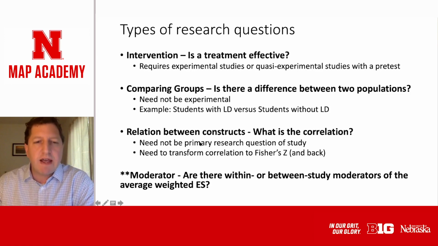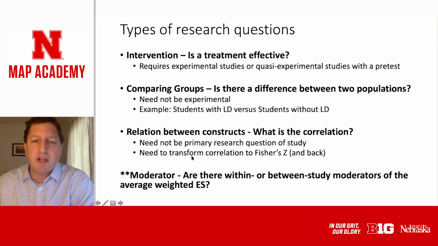A third question that we can ask is whether there's a relation between constructs, and essentially we can look at correlations as an effect size. So if we want to know what the correlation is between, say, self-efficacy and math achievement, then we could find studies that have correlations, and then we can average those correlations using meta-analysis. It doesn't have to be the primary research question of the study. So it could be that we look at an experiment and it happens to have a correlation that we're interested in. We can still use that study even though it wasn't the primary research question for that study.